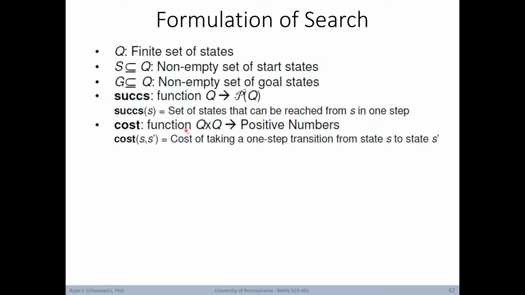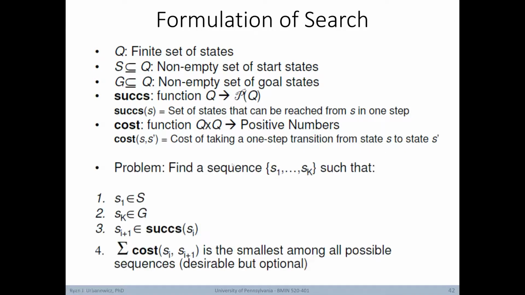We can also define a cost function, in this case maybe Q by Q, which might be some positive numbers. We can define a specific cost, S comma S prime, as the cost of taking one step transition from state S to S prime. Here our search problem is to find a sequence of steps S1 to Sk, if S1 is our starting state and Sk is our goal state, and we can define successor functions between states.